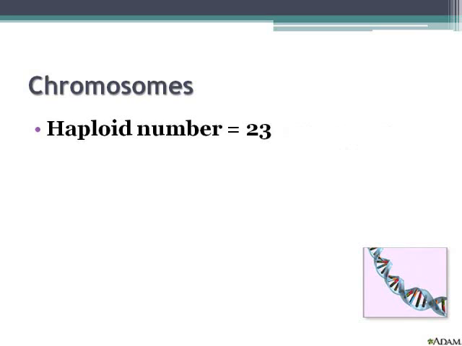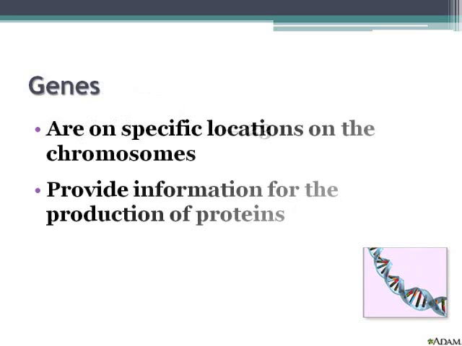The haploid number for chromosomes is 23. That's the number of chromosomes that are in the gametes, the sperm and the ova. Genes are on specific locations on the chromosomes, and they provide information for the production of protein.